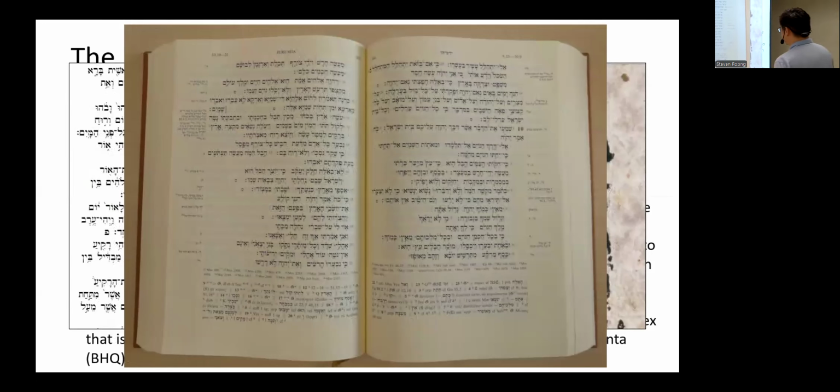And also incorporated into the... So this is the marginal side, and this is the apparatus. So here is the Leningrad of the Masoretic, and then the apparatus will tell you, well, what does the Dead Sea Scroll say? Is this, you know, or something like that? What do other scrolls say?